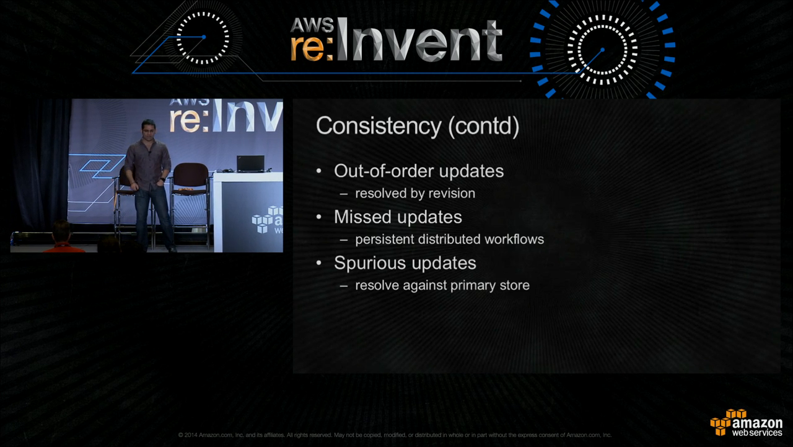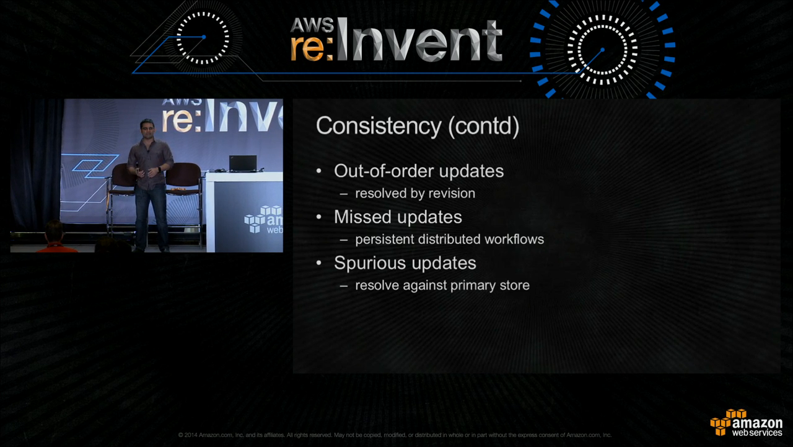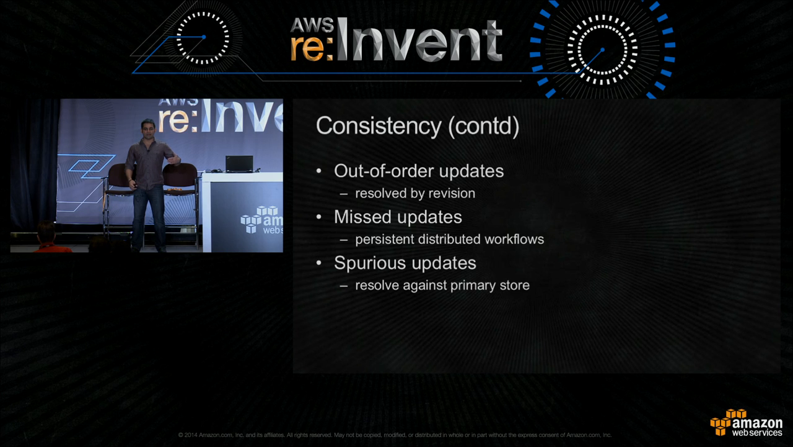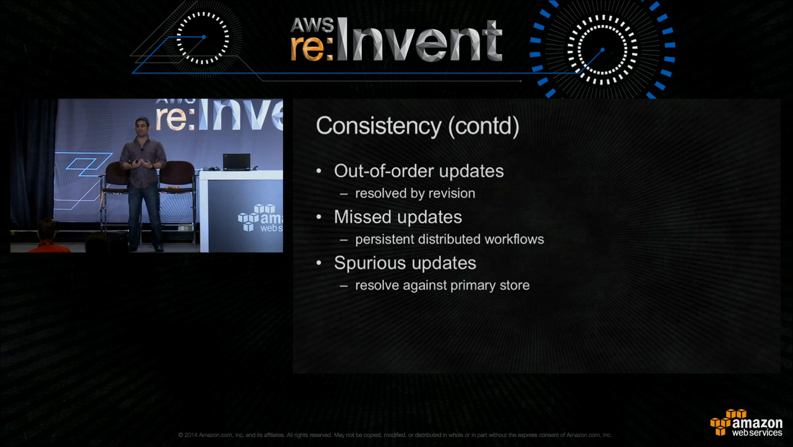And finally, you have spurious updates, where the concern is that a change may not have been accepted by your primary store for whatever reason, but it still goes through your pipeline and ends up in one of the secondary backends. And the resolution to this is we always come back to our primary store. And once again, we can use the revision number to know whether what's in the primary store should supersede what's in the secondary backend. We have the merge logic to combine results here.